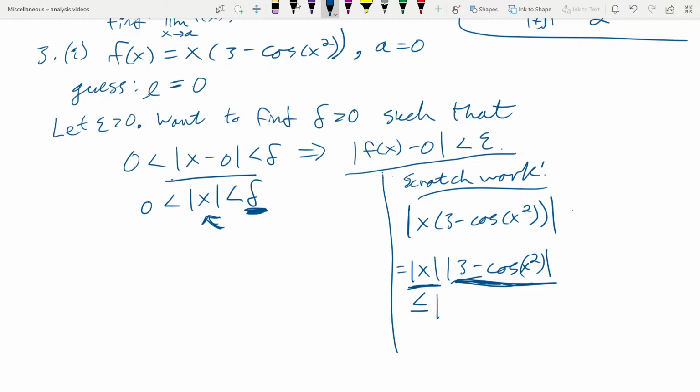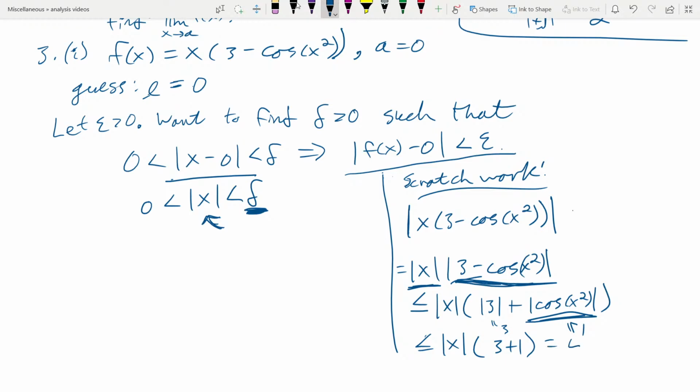In particular, we can actually use the triangle inequality to write that term in this way. And then this piece is actually bounded above by 1 because the cosine function is bounded in absolute value by 1. Of course, absolute value of 3 is just equal to 3. So in total, we get absolute value of x times 3 plus 1, or just 4 times absolute value of x.